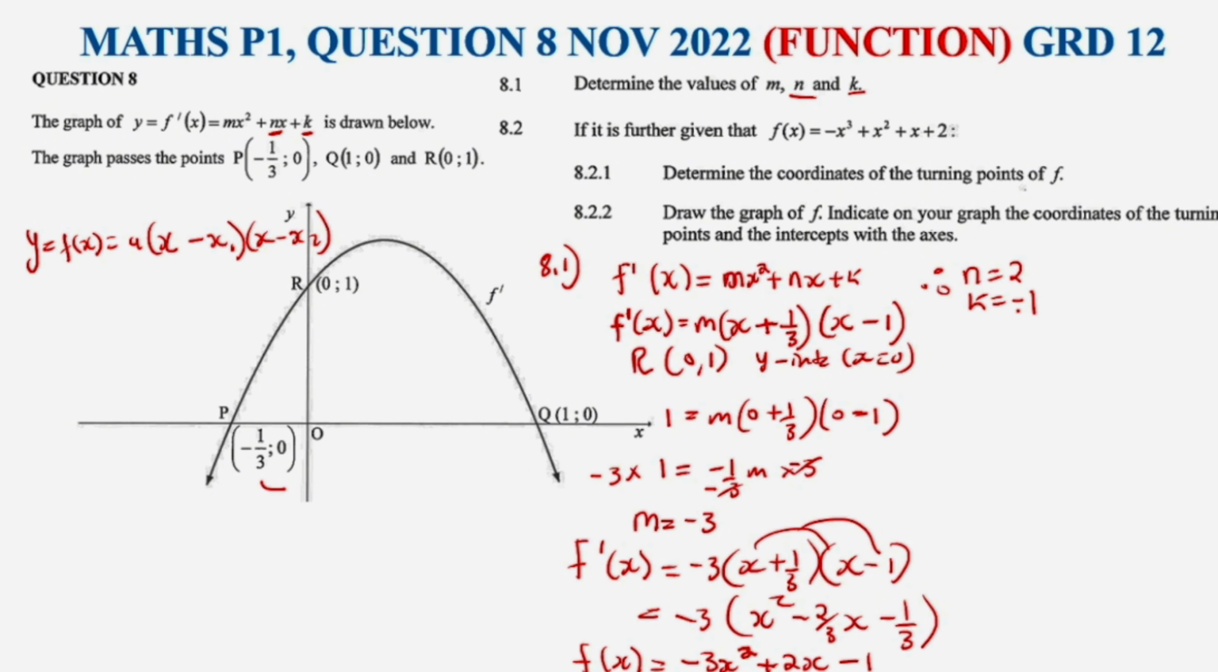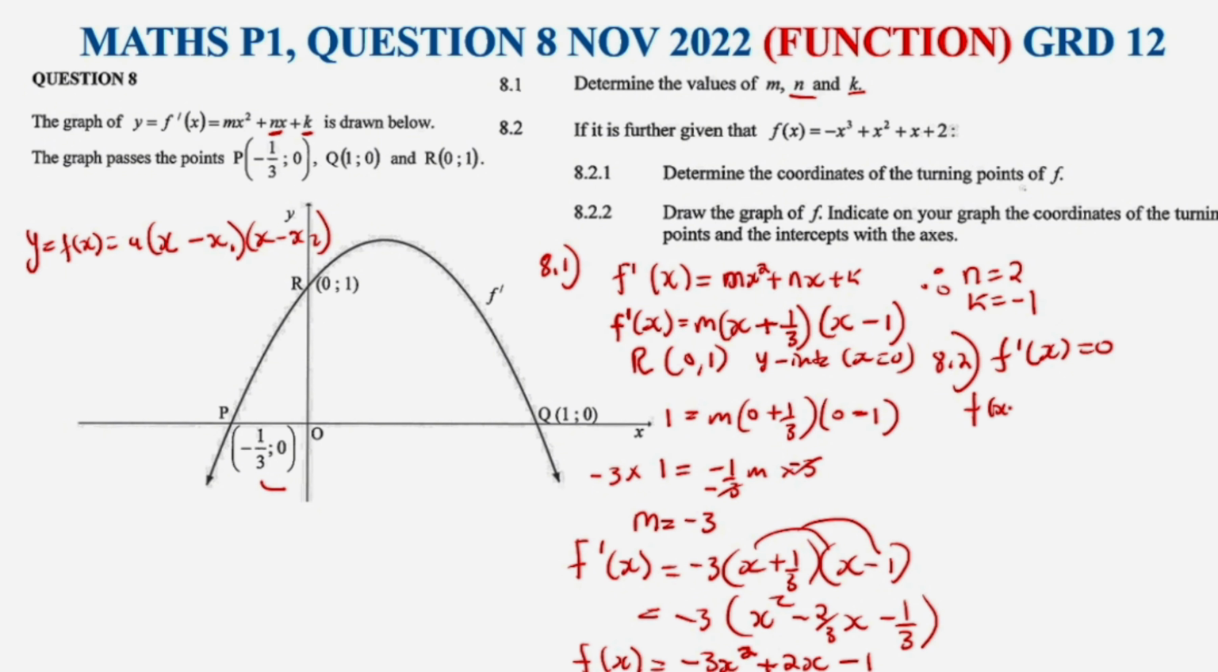So, that's how you would deal with a question like this one. Let's go ahead and deal with 8.2. 8.2 says determine the coordinates of the turning point of f, if it is further given that g of x is given by that formula there. We know that we get the coordinates of the turning point when the derivative is equal to 0. So let's go ahead and find the derivative of our given function.